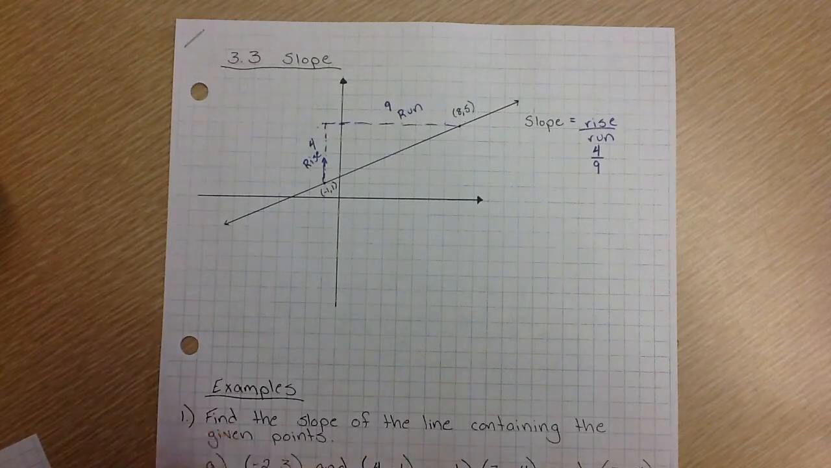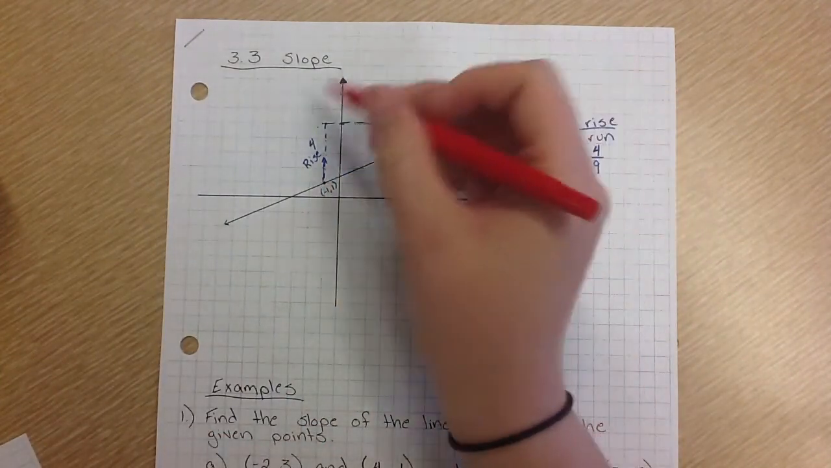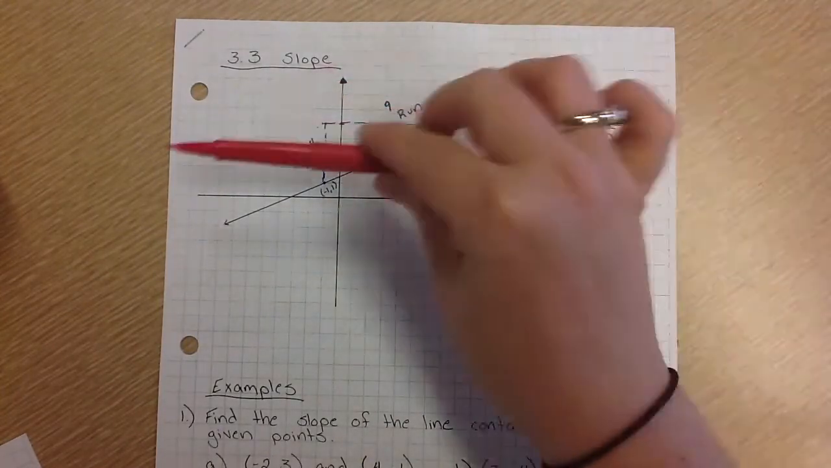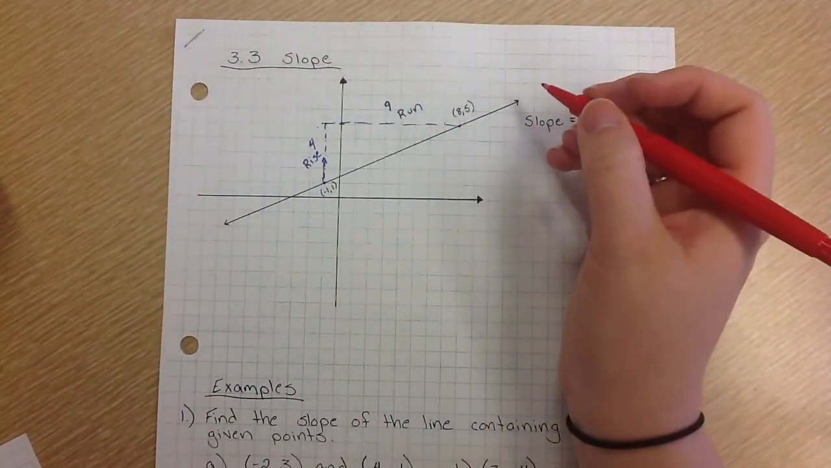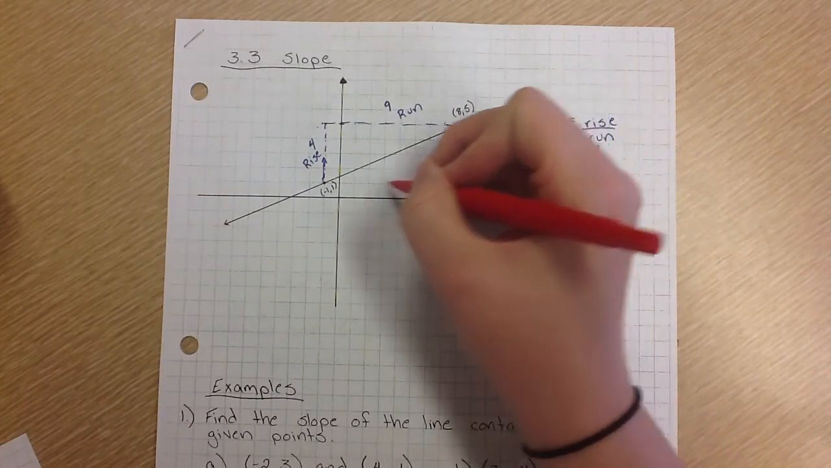It doesn't matter which way you go. I could go the other way and do my run first. Again, run, think of running left to right, so you don't run up. You run left to right, so that's my run, and my rise is my distance up. I could go from this point and go backwards.